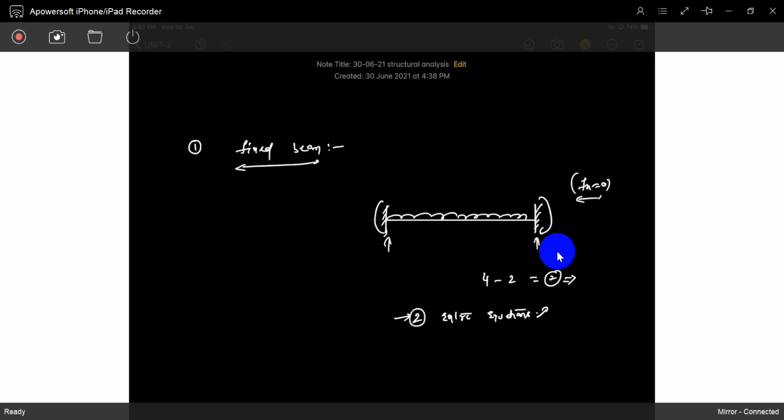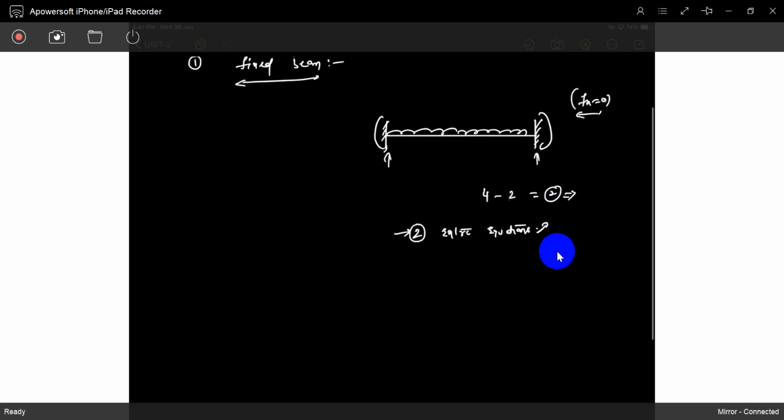In a propped cantilever, we need one extra equation, which we solve by slope, deflection, or strain energy. But in a fixed beam, we require two extra equations. How will we solve? These are all force methods. I already explained force method and deflection methods, kinematic indeterminacy and static indeterminacy. So what are those two extra equations? Now we will see.